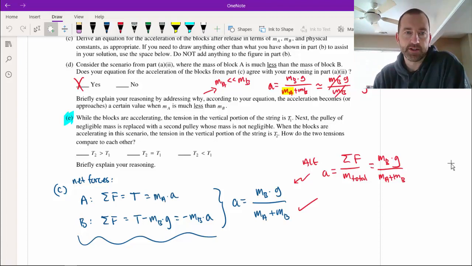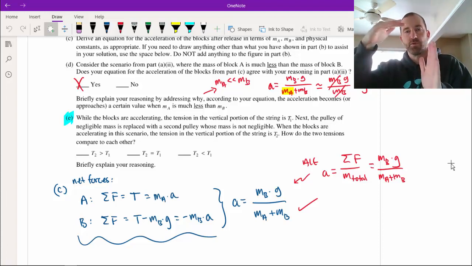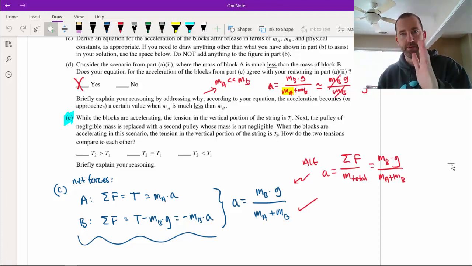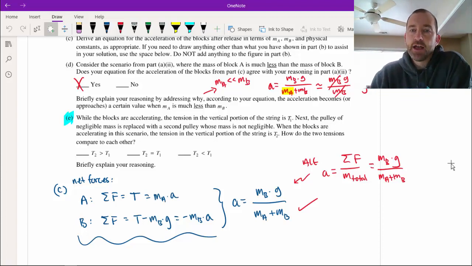So when the blocks are accelerating in this scenario with the new pulley, the tension in the vertical portion is called T2. So it's the same string, but we're just now calling it T2. It's like the second tension, not like object 1, object 2. It's the same rope, but in two different instances in time. And how do those two tensions compare to each other?